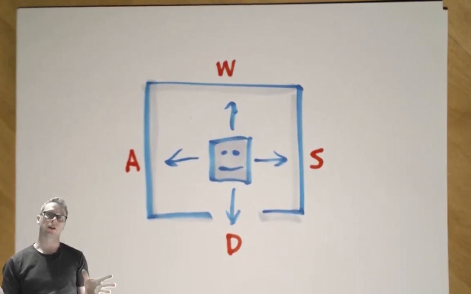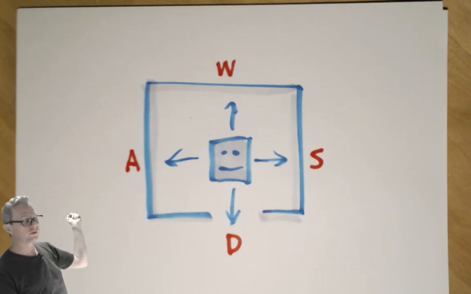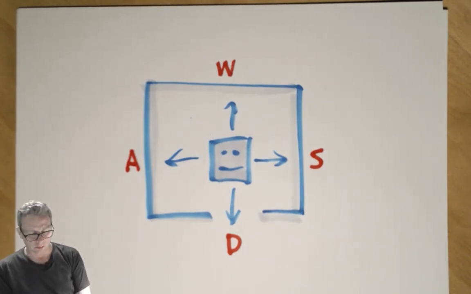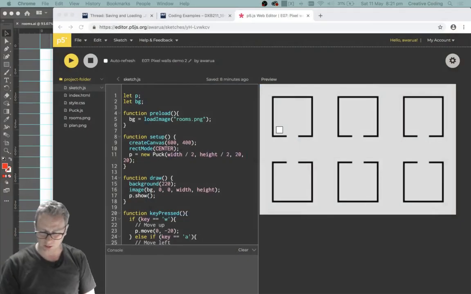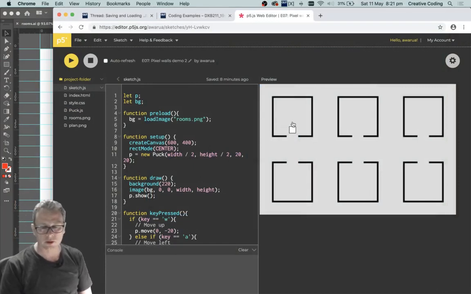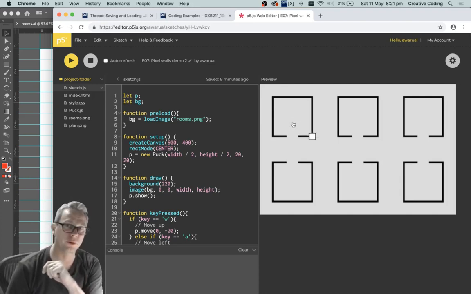If you remember last time, where we got to was creating this little puck character that can move up, down, left or right with the W, A, S and D keys. And I've got the sketch here on the computer and I can show that running. If I just click into the screen, I can show that running, so it's going left, right, up and down. But the problem at the moment is that it can also go through the walls.